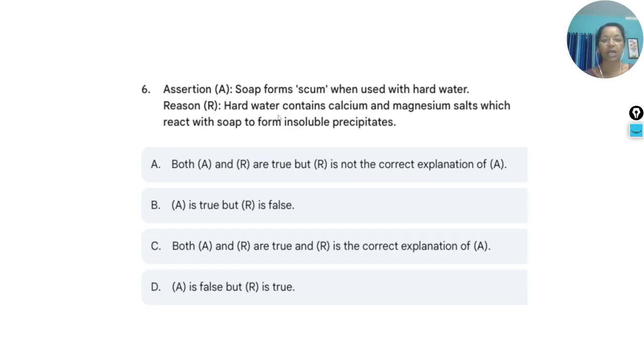Next, soap forms scum when used with hard water. Correct. Because hard water contains calcium and magnesium salts which react with the soap to form an insoluble precipitate. That is also correct. So both A and R are true and R is the correct explanation of A. See, the option is C. Okay, option C is the correct answer.